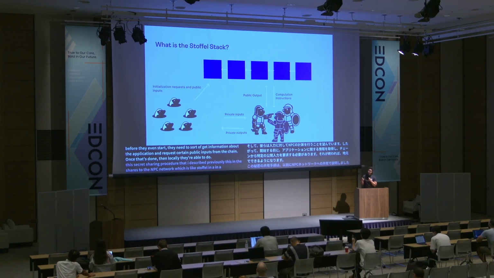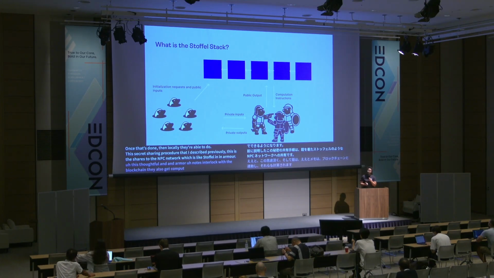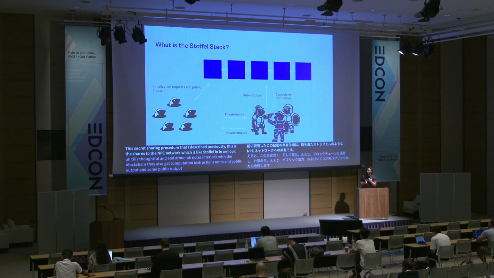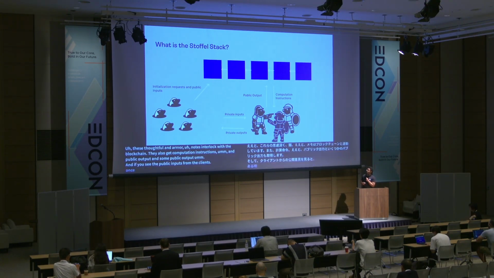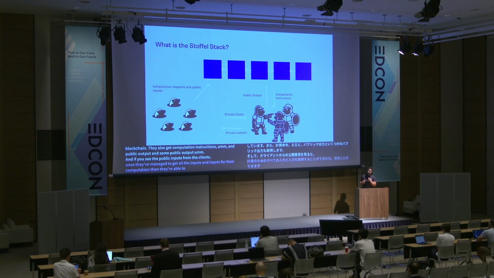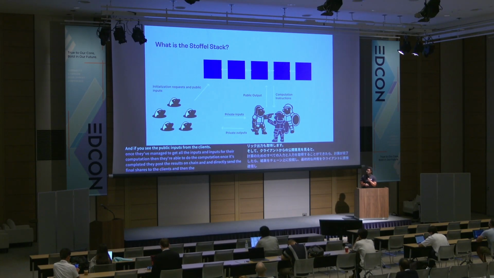These Stoffel and Armor nodes interact with the blockchain. They also get computation instructions and some public output, and they receive the public inputs from the clients. Once they've managed to get all of the inputs for their computation, then they're able to do the computation. Once it's completed, they post the results on chain and directly send the final shares to the clients, and then the clients can reconstruct their information locally.